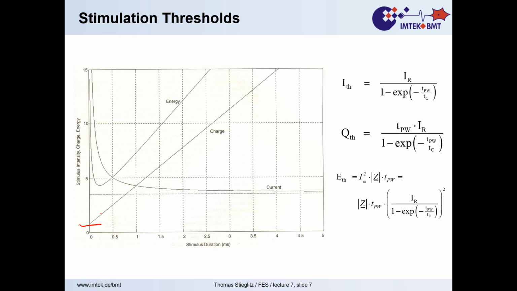And the funny thing is if we consider the energy that this pulse has for excitation, the energy curve has a minimum. And this minimum is at the chronaxie. That would mean if you would like to stimulate energy efficiently, which could be good, for example, for a wireless system, or a system that is driven by a battery, it would be good to have the most energy efficient stimulation there, then it's clever to stimulate around the chronaxie.